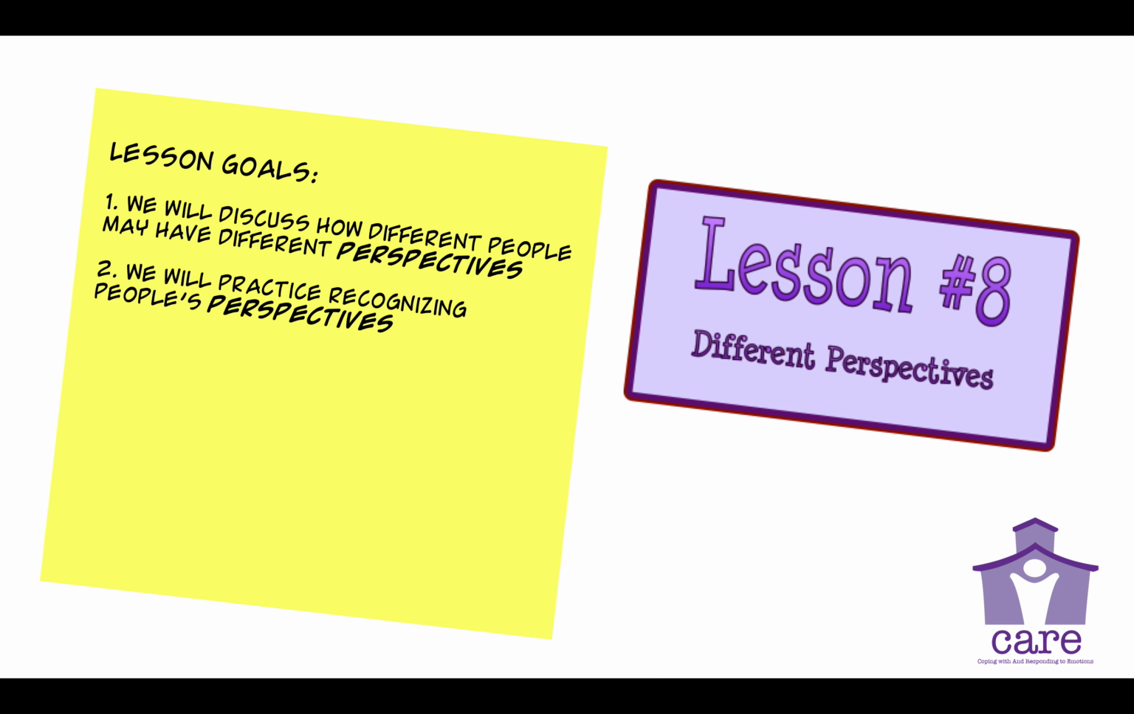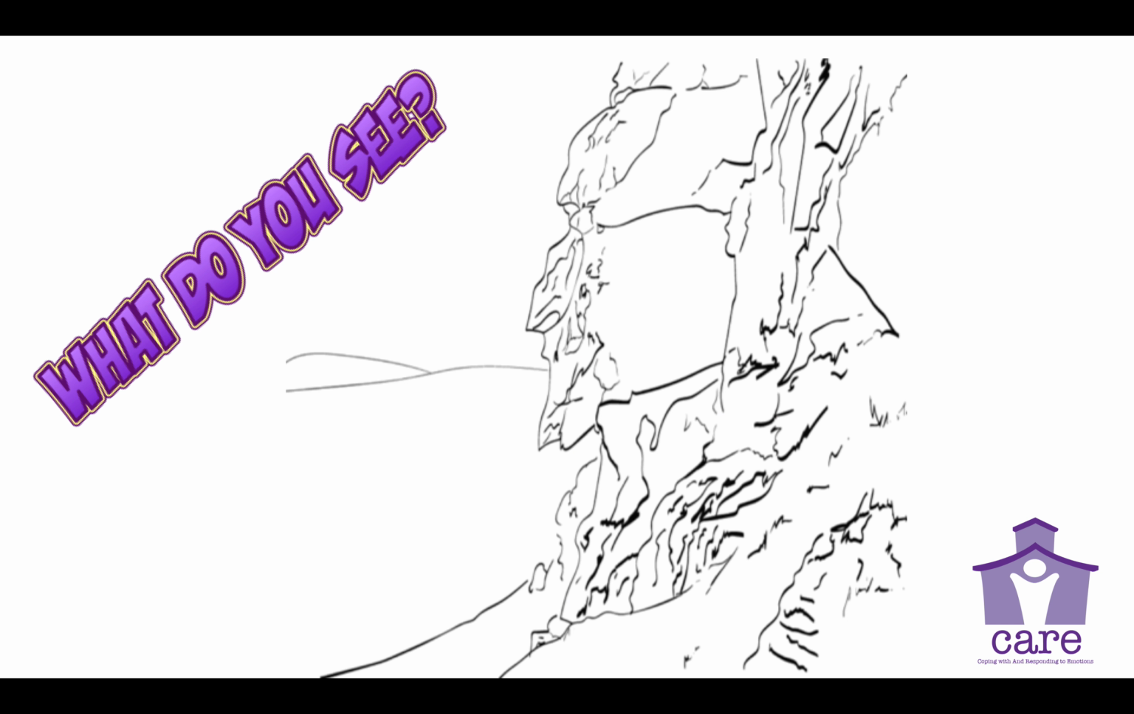Okay, so once that is complete, you can go ahead and get started with Lesson 8, which is called Different Perspectives. The lesson goals for Lesson 8 are to discuss how different people may have different perspectives and to practice recognizing people's perspectives. The first thing you're going to do is have students turn to page 54 of the student workbook and take a look at the picture that is there.